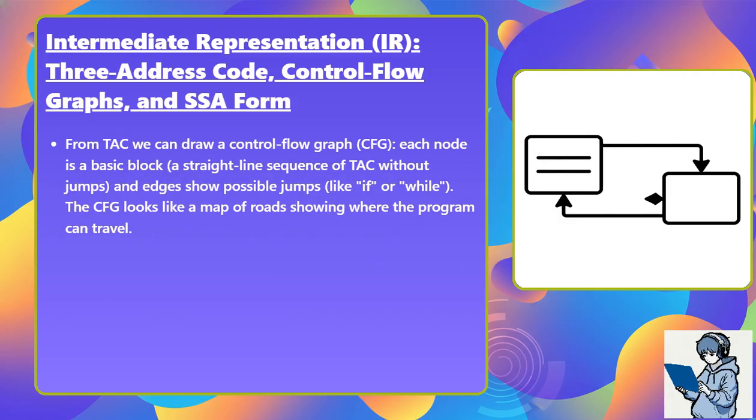From 3 address code, we can draw a control flow graph, CFG. Each node is a basic block, a straight line sequence of 3 address code without jumps, and edges show possible jumps like if or while.